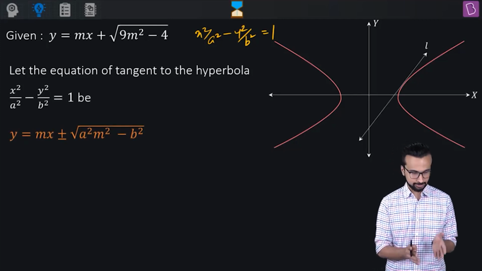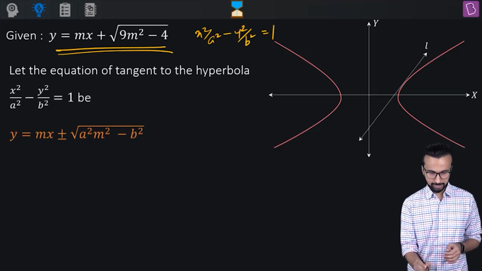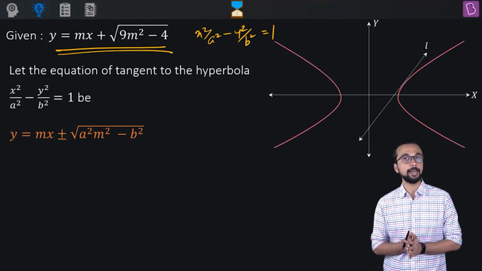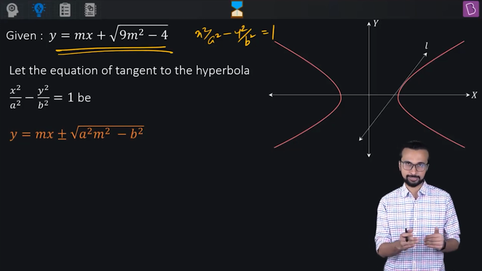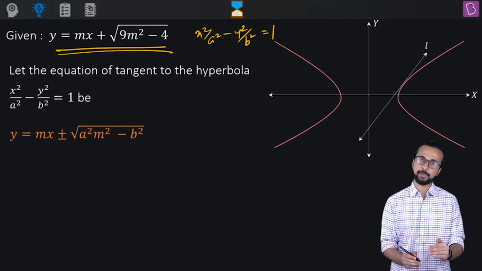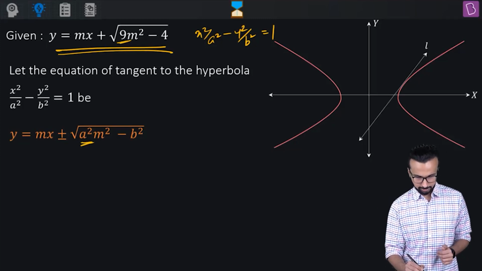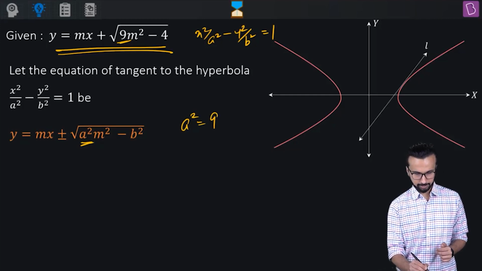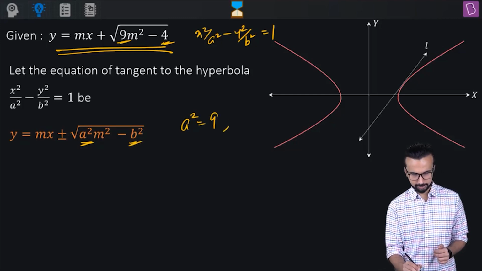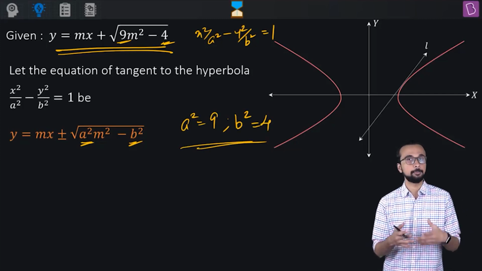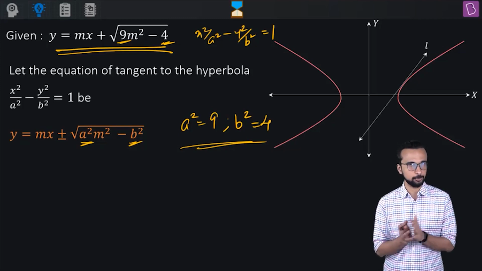Now it's given to us that this and this line are both the tangent to this hyperbola x square by a square minus y square by b square equal to 1. They are the same line. So let's just compare both. I can see that on comparison, a square is 9 and b square is 4. I get a square 9 and b square 4 upon comparison. m can take any value.